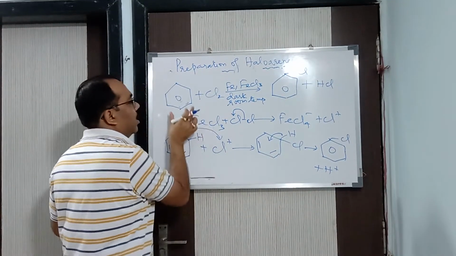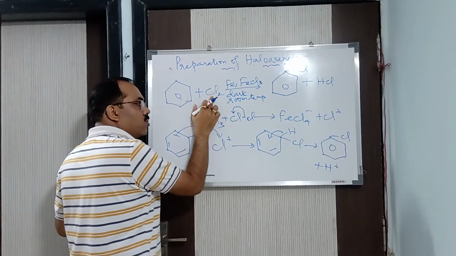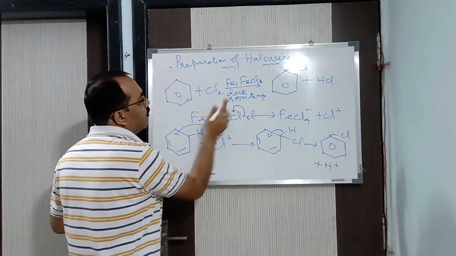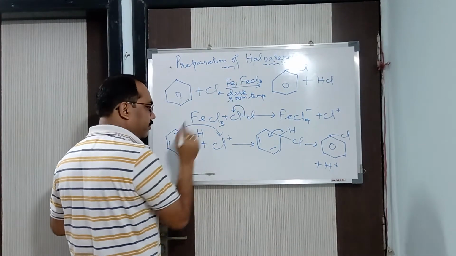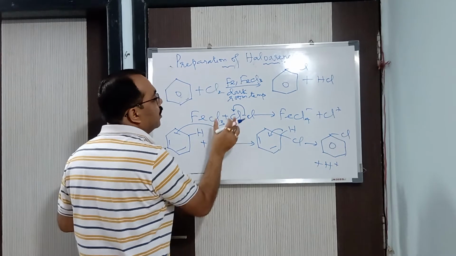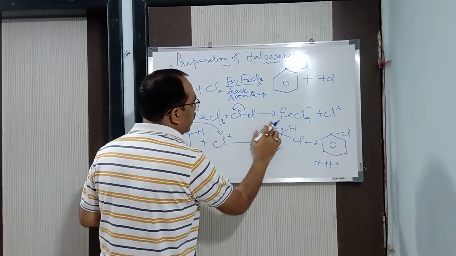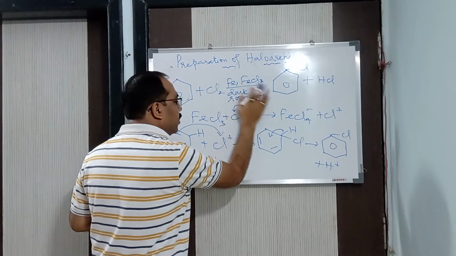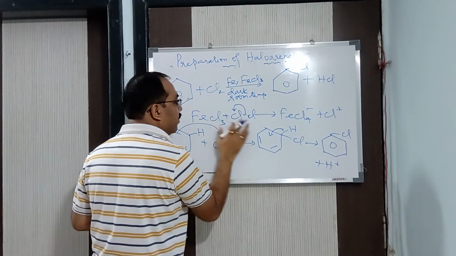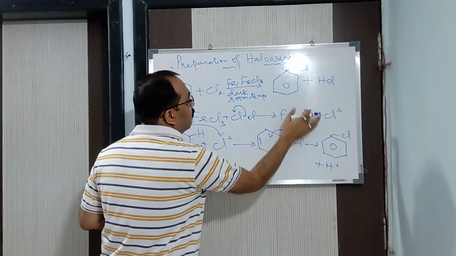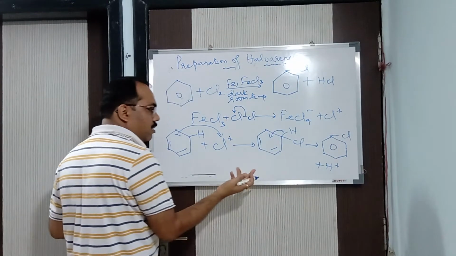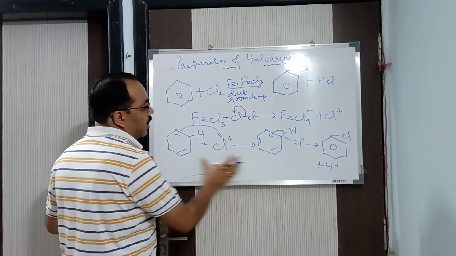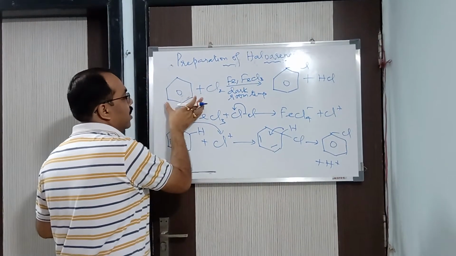In this way, instead of chlorine I can take bromine also, and I can get bromobenzene. But here you have to take FeBr3. You can take FeCl3 also, no problem, but you will not get FeCl4 minus. I prefer to take FeBr3, but if you take FeCl3, you will get FeCl3Br minus. That's it, no problem. This is called a halogenation reaction.